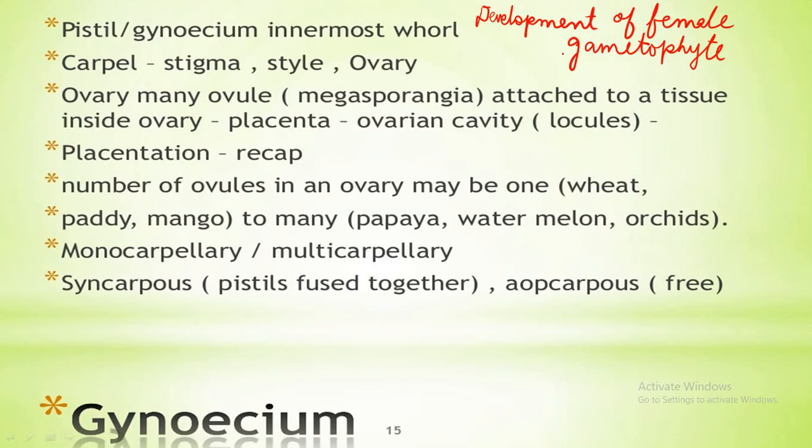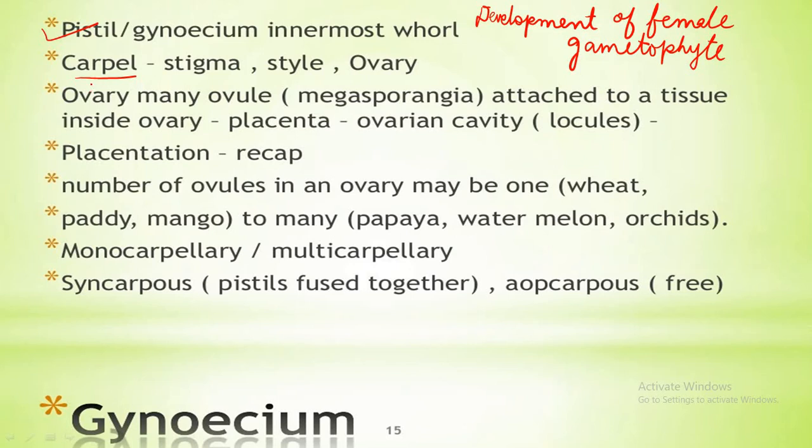Now, female gametophyte development requires the study of pistil, then Megasporangium, megasporogenesis. So let us start with the study of pistil first. Pistil, as you have learned, is also called gynoecium, and it is the innermost whorl. It is the female reproductive part of the flower. It is also called carpel.